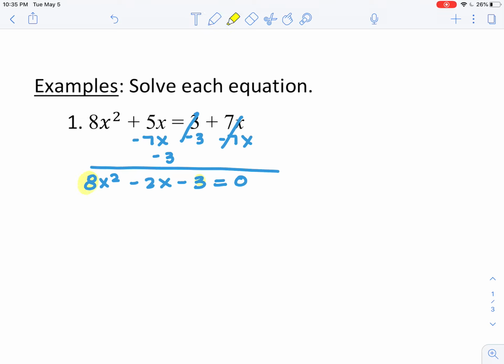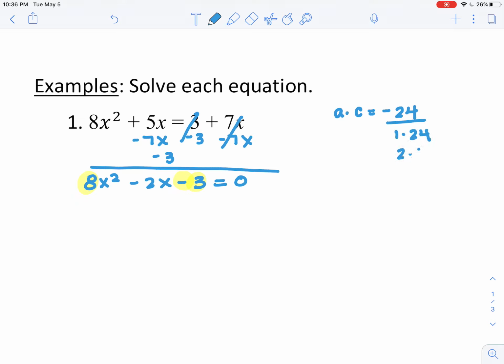Since this is a trinomial, the leading coefficient is an 8. We're going to use our A times C method. So if I were to multiply the leading coefficient of 8 times the last term, negative 3, A times C, 8 times negative 3 is negative 24. Here we need the factors of negative 24 that add to the middle term, that add to negative 2.